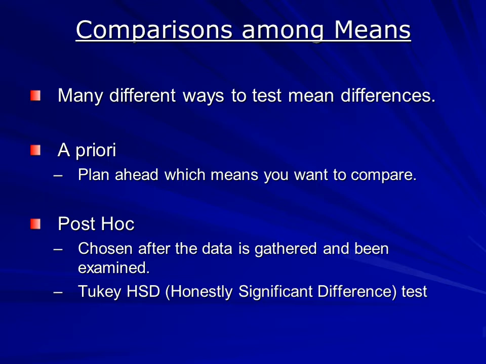You're going to be able to compare drug A mean versus B, A versus C, and B versus C. So if you've got three levels, how many comparisons are you going to have? You're going to have A versus B, A versus C, B versus C. So you're going to have three different comparisons there.